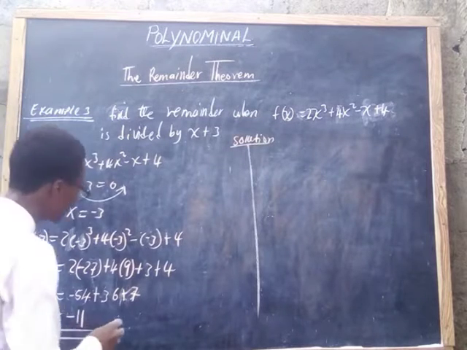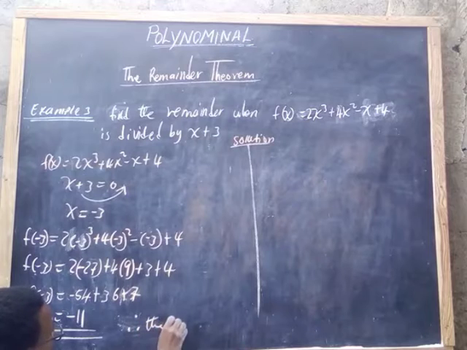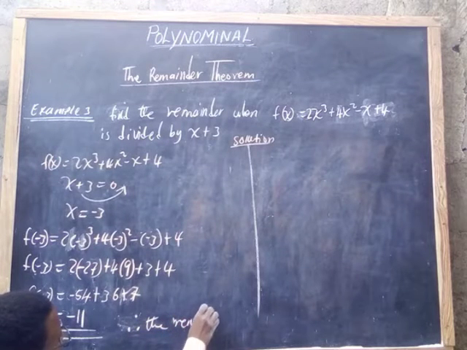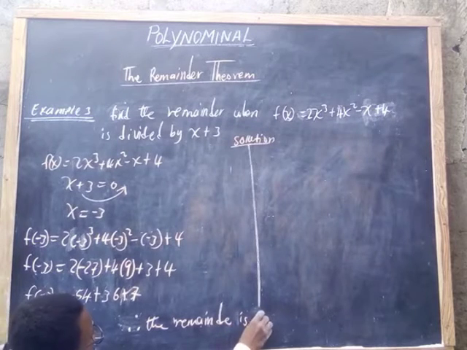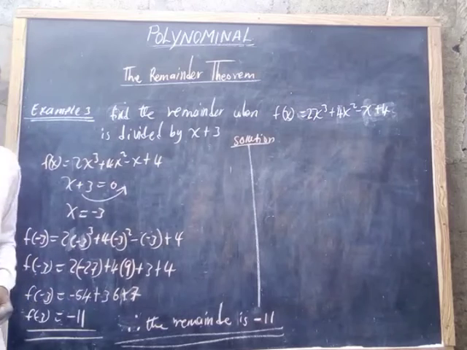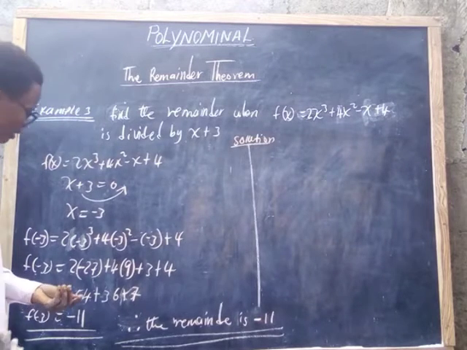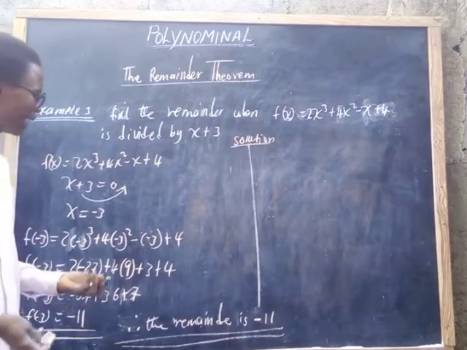So now you say, therefore, the remainder is what? Minus 11. So this is your answer. Do you see it? So I hope you understand. Please don't forget. Do the same thing again. Take a pen and a paper and practice.